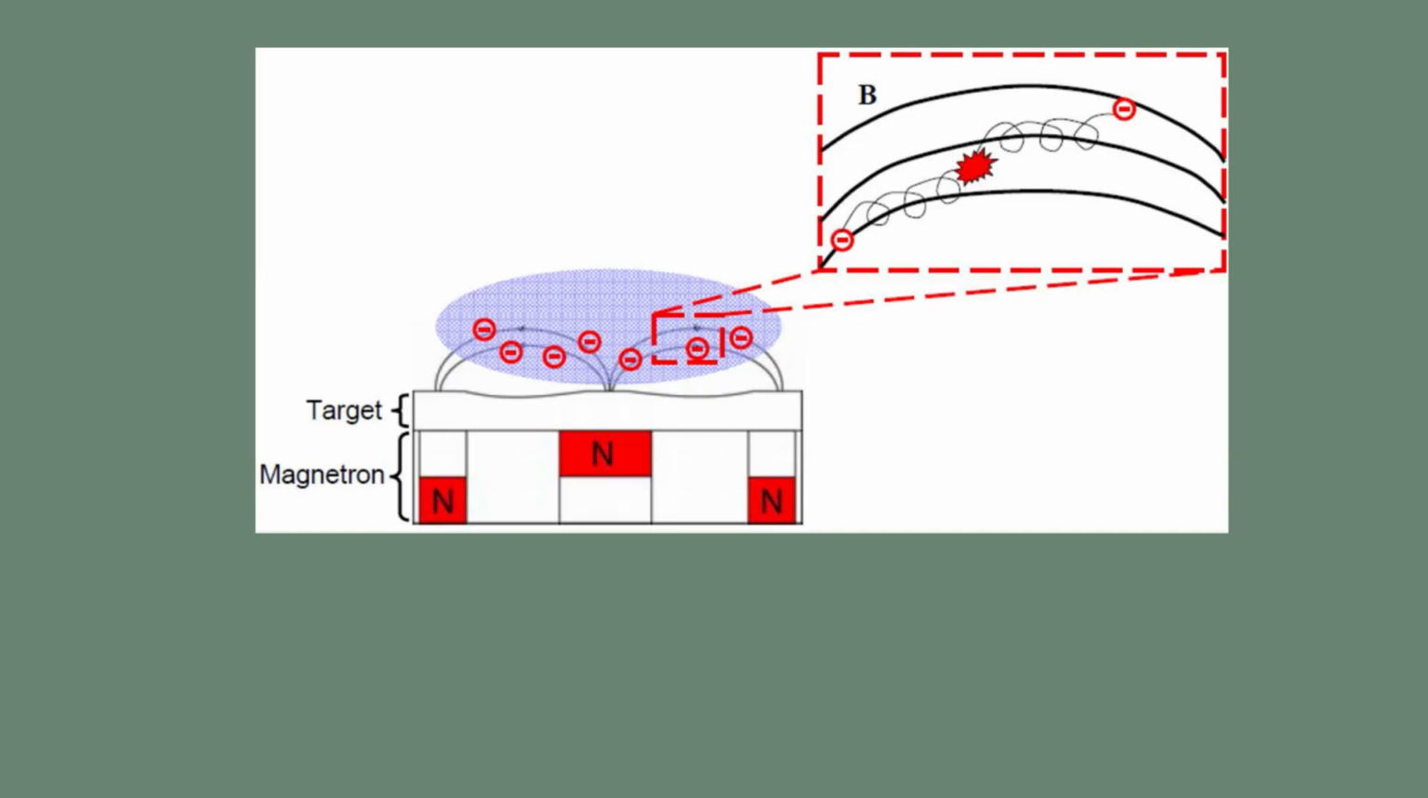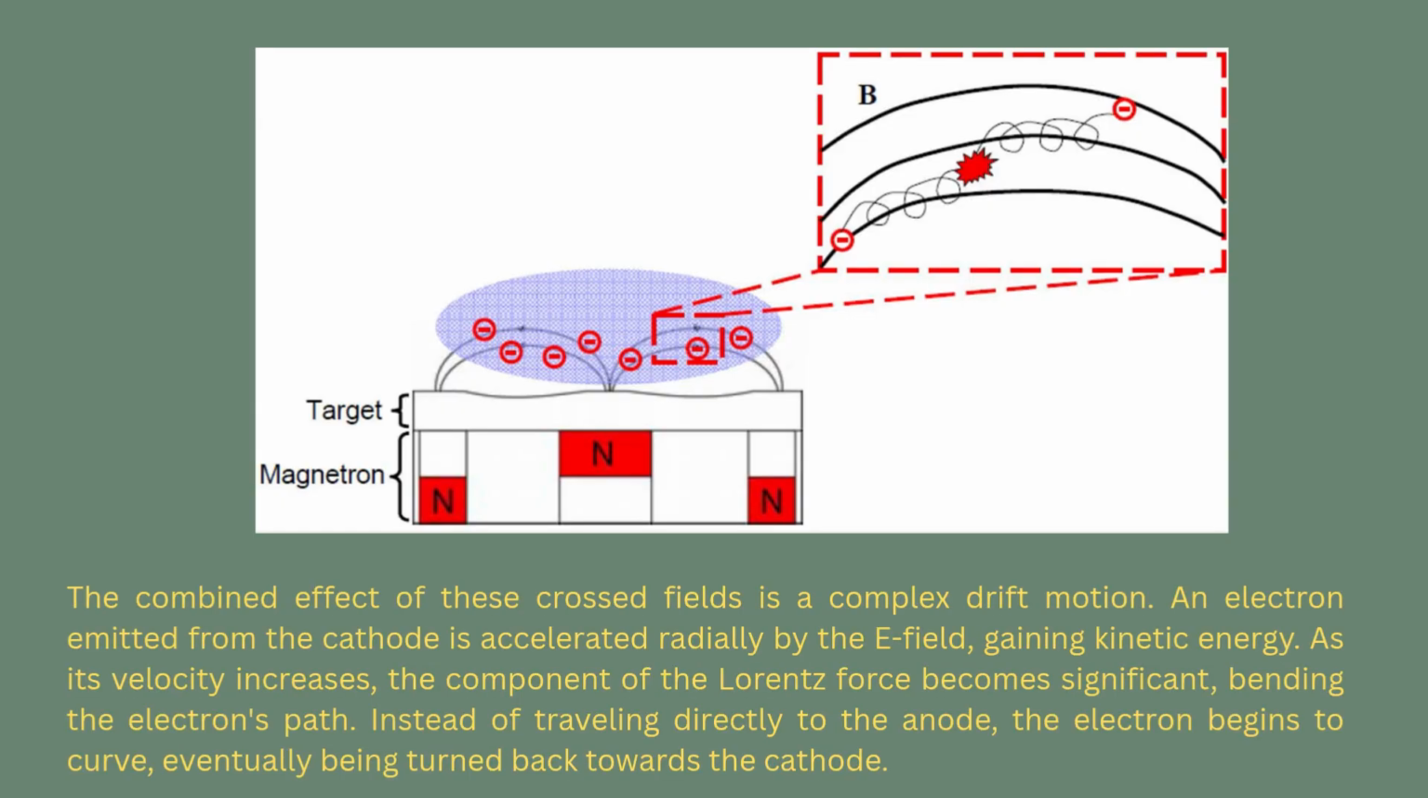An electron emitted from the cathode is accelerated radially by the E field, gaining kinetic energy. As its velocity increases, the component of the Lorentz force becomes significant, bending the electron's path. Instead of traveling directly to the anode, the electron begins to curve, eventually being turned back towards the cathode. The electron is not reflected by a potential barrier, but by this magnetic mirror effect. It thus becomes trapped in a closed-loop trajectory, known as a cycloidal drift, hovering just above the cathode surface.